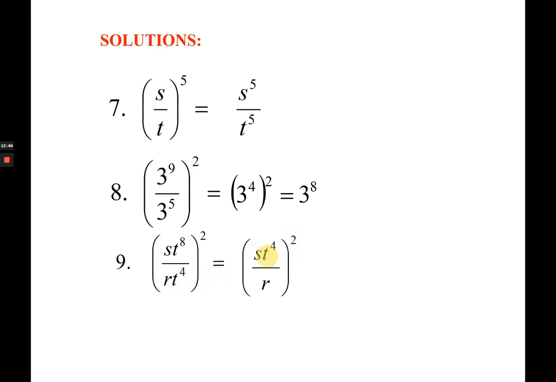So this time you can now distribute everything with 2. The 4 times 2 became 8. The rest has an exponent of 1, so it becomes a power of 2. And that's actually the final answer.